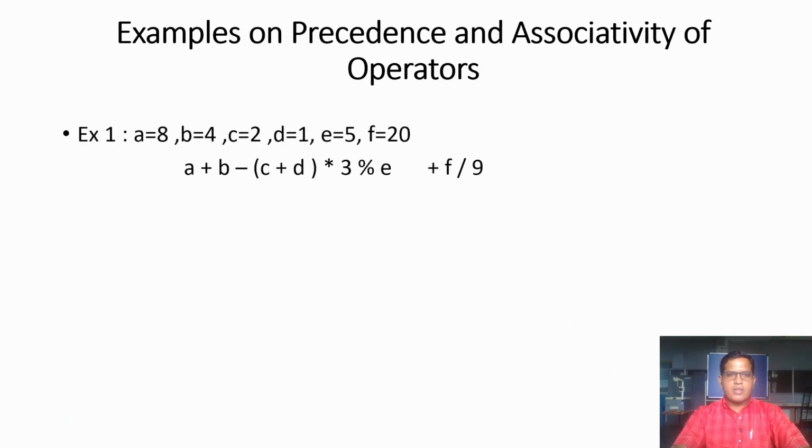Suppose I have some variables A, B, C, D, E and F, and I am writing this expression: x is equal to A plus B minus (C plus D) multiplied with 3 mod E plus F divided by 9. If we see, no doubt the bracket has the top priority. So whenever the compiler is going to execute this expression, first of all it is going to solve this bracket. It will add the value of C and the value of D, and we get this result.